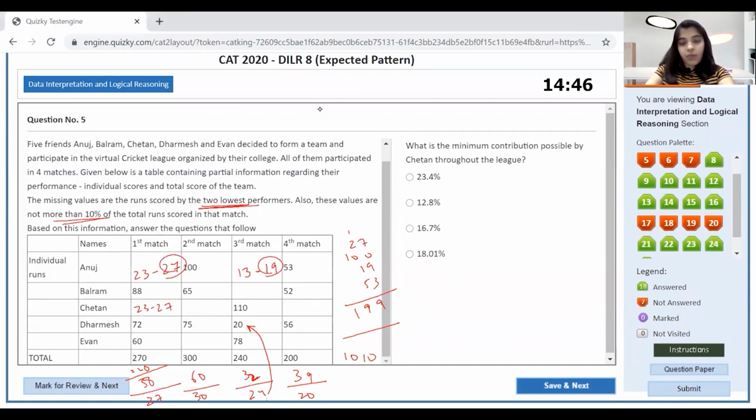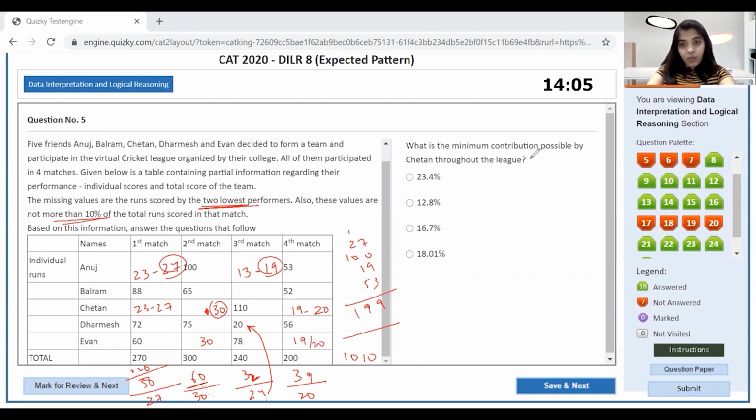This is our answer. Now the minimum contribution by Chetan. All right, so let's go to Chetan. We have this already. Second match is 30. 60 is the score remaining. 30 is the maximum limit. If one scores 30, the other will again be 30. So there's just one possibility here, 30. They both score 30. Here it's 39. Maximum limit is 20. So if one person scores 20, the other scores 19. So it's 19 or 20.